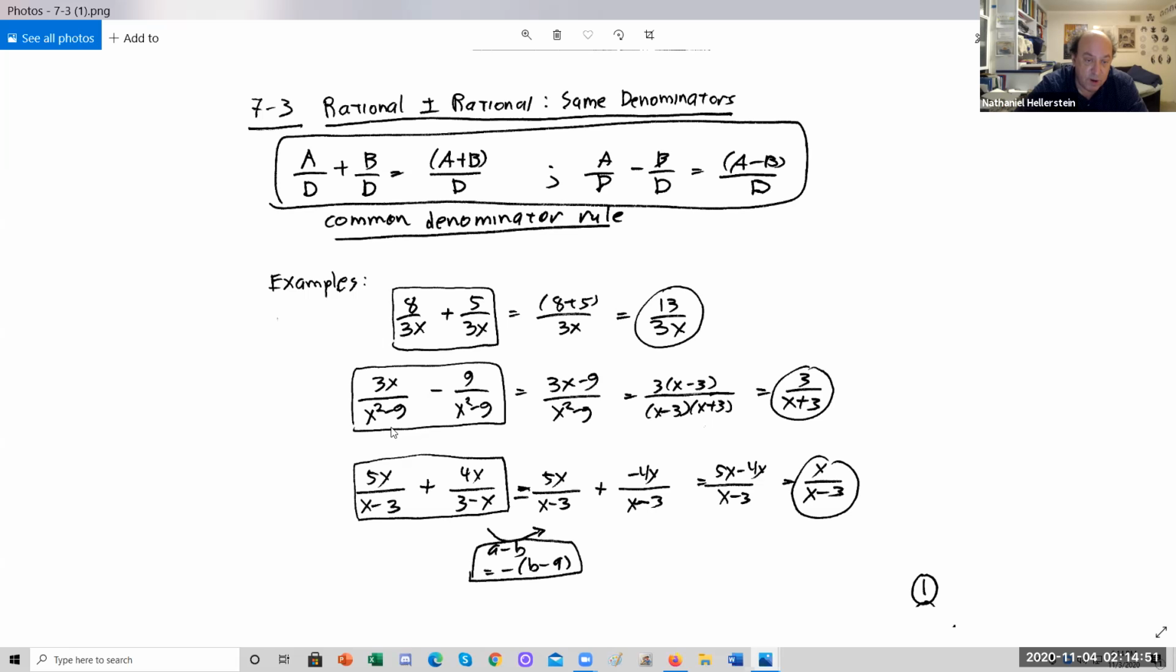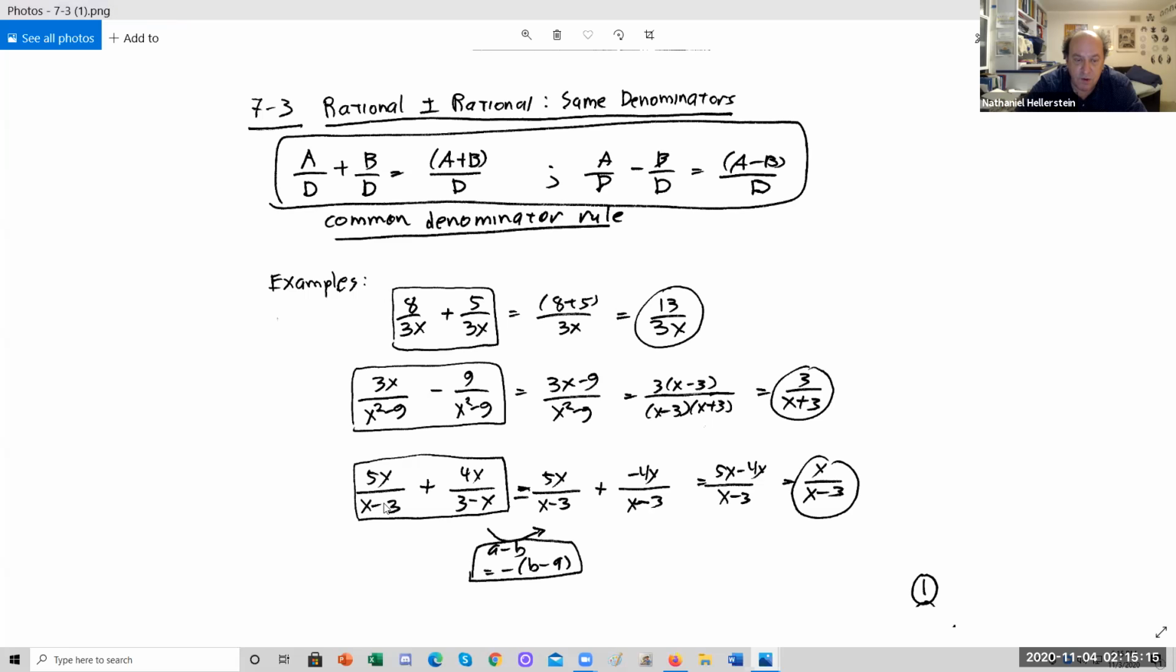3x over x squared minus 9 minus 9 over x squared minus 9. Well, that's 3x minus 9 over x squared minus 9. But we can go a little further because these both factor. The numerator is 3 times x minus 3. The denominator is a difference of squares, x minus 3 times x plus 3. The x minus 3's cancel out, and we're left with 3 over x plus 3.